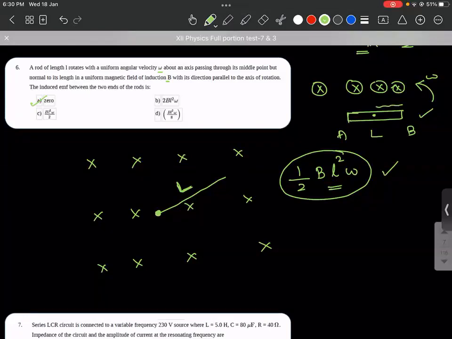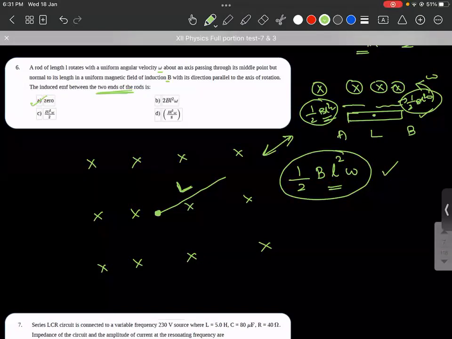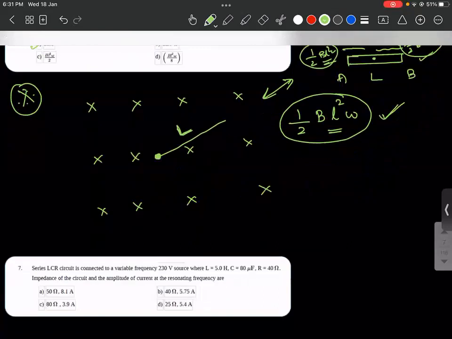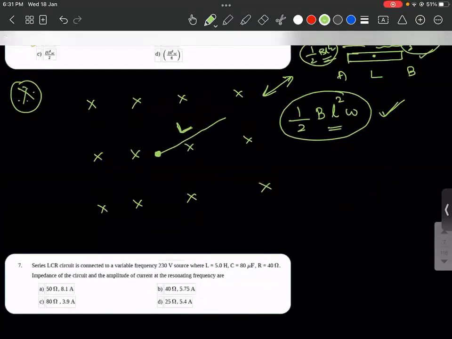The EMF between these 2 points is half BL square omega, and the EMF between these 2 points is half BL square omega. But what they ask is the induced EMF between the 2 ends of the rod. So when you find the difference, it will get nullified. That is why the answer is 0. I hope you are able to relate these two questions. If it is pivoted at the end of the rod, then it is half BL square omega. If it is hinged at the center, it is 0. I want everybody to make a note of it. Shall I proceed?